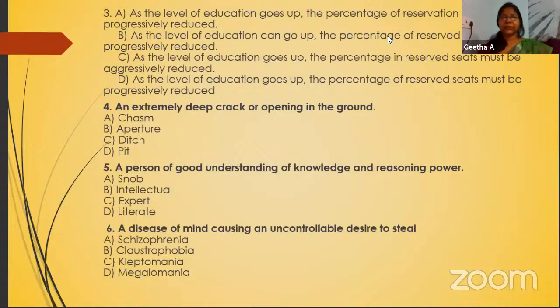Okay. So go find out what the one for the third one is. And for the fourth one, an extremely deep crack or opening in the ground: chasm, aperture, ditch, and pit. There are four, you can just find out which it is. Then, a person of good understanding of knowledge and reasoning: snob, intellectual, expert, and literate.